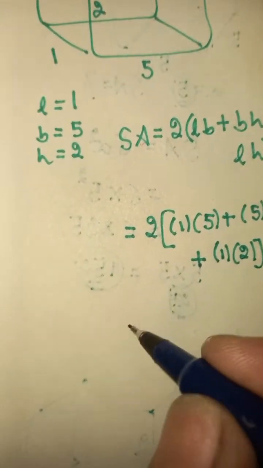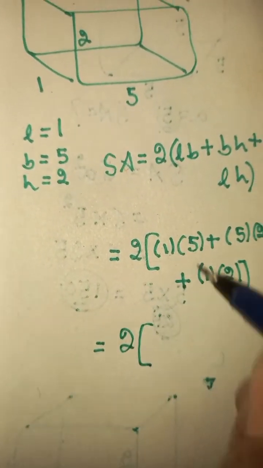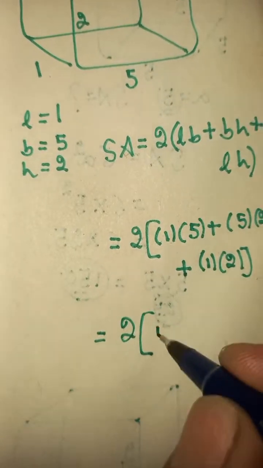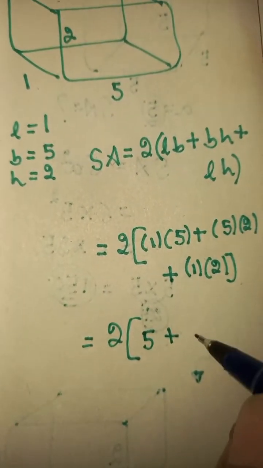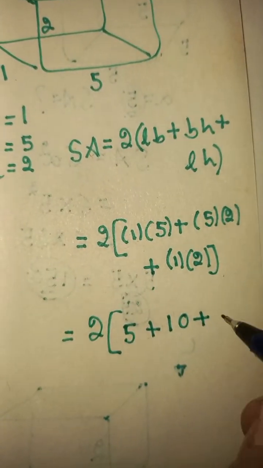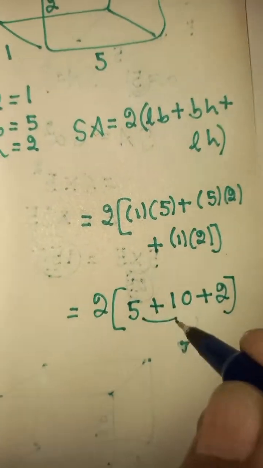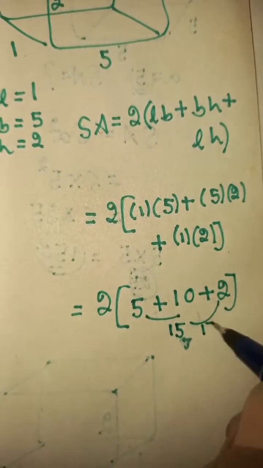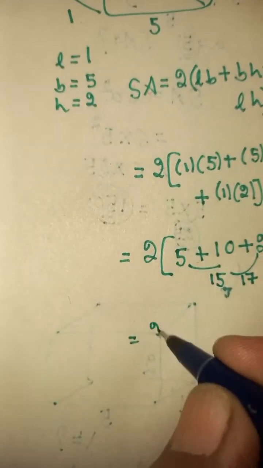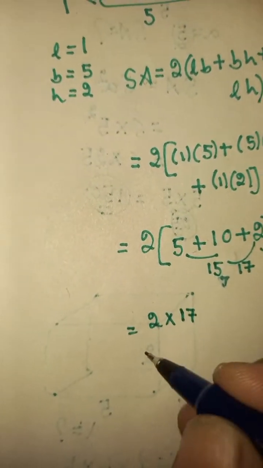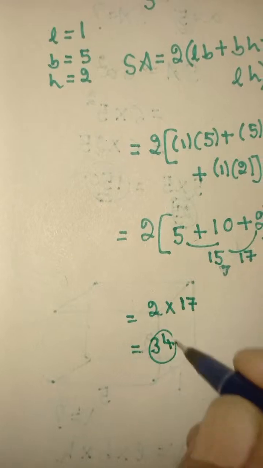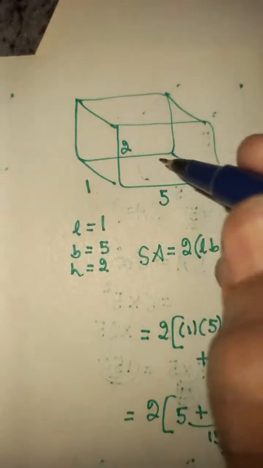Now multiply that. You get 2 times (1 times 5 which is 5, plus 5 times 2 which is 10, plus 1 times 2 which is 2). 5 plus 10 is 15, 15 plus 2 is 17. So 2 times 17 becomes 34 square units. That is the surface area of this cuboid.